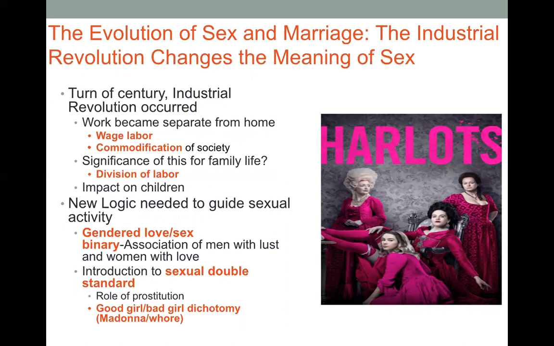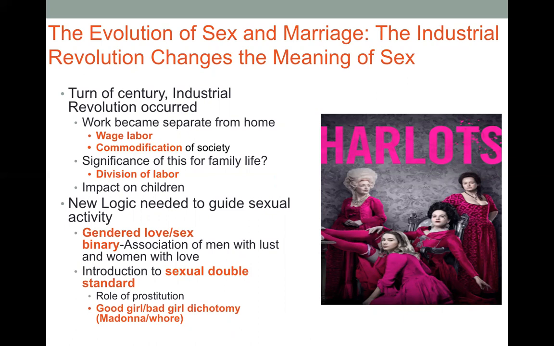Even though Puritan societies evolved and modernized, that model of the patriarchal property marriage, that model of sexual repressiveness, and especially women being unable or more restricted in the sexual realm, persisted in America beyond the Puritan communities for a couple of centuries, until we reached the turn of the century when the Industrial Revolution occurred.